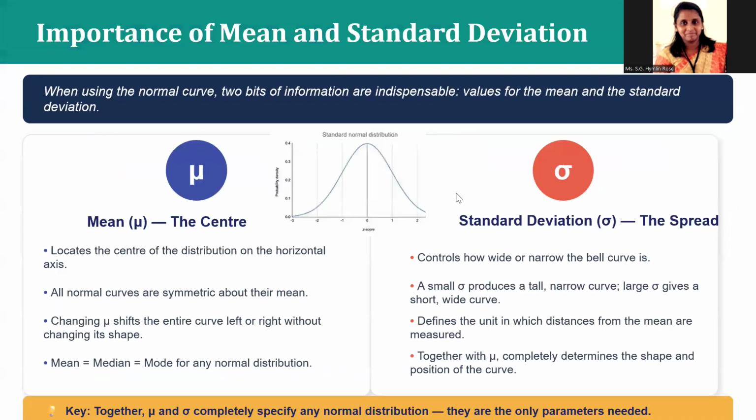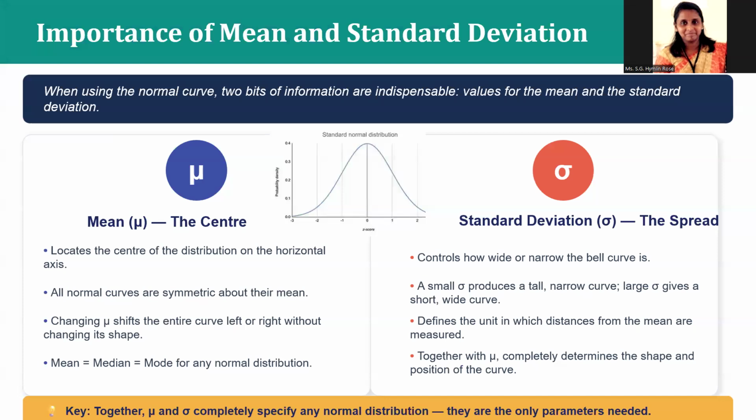So what is the importance of the mean and standard deviation in a normal distribution? Why do we call them indispensable? When working with a normal curve, only two values describe it: the mean and the standard deviation, which is nothing but the spread. Without both values, you cannot characterize or use a normal distribution.